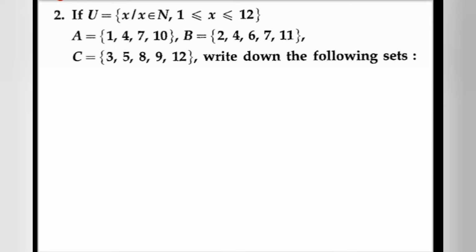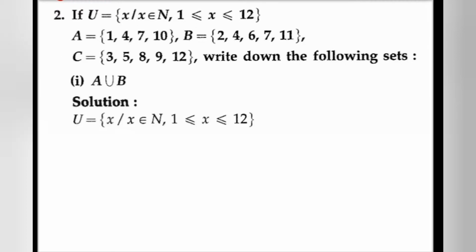Question number 2. If U is equal to set of all x such that x belongs to N, x is greater than or equal to 1 but less than or equal to 12, A is equal to set of 1, 4, 7, 10, and B is equal to set of 2, 4, 6, 7, 11. C is equal to set of 3, 5, 8, 9, 12. Write down the following sets. Number 1. A union B.